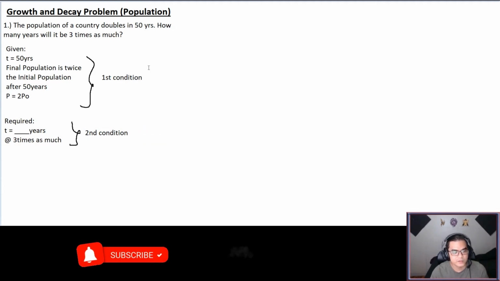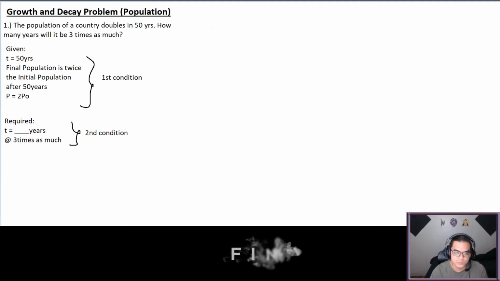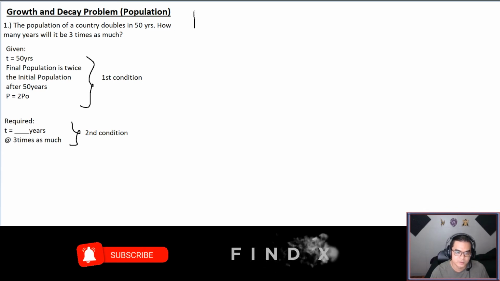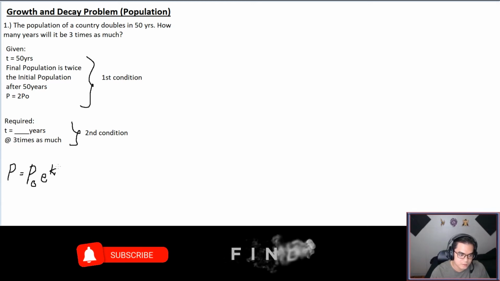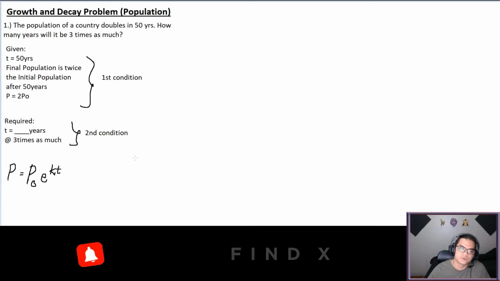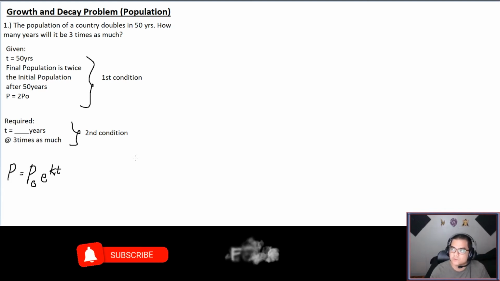Okay, so we already have the formula, right? The formula is simply, I just put it here, P equal to Po e raised to kt, right? But most of the time, the first step that you want to do here is to find the value of k, which is the proportionality constant. To find k, we use the first condition.